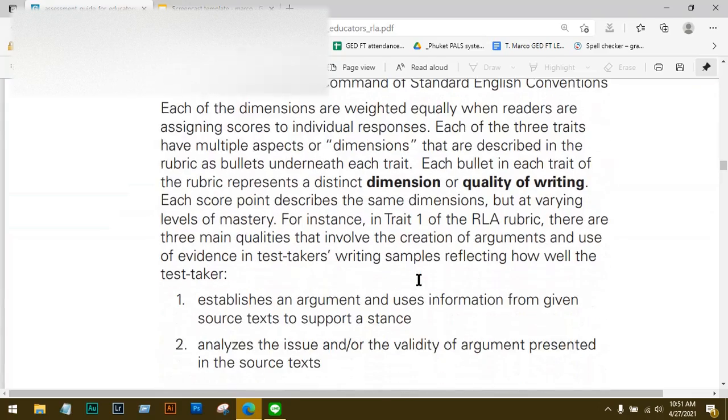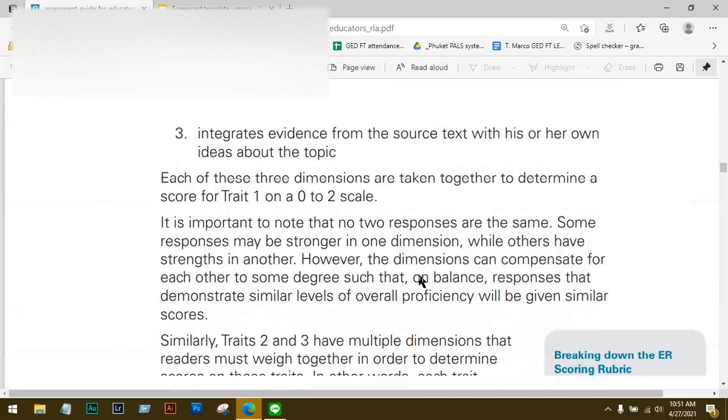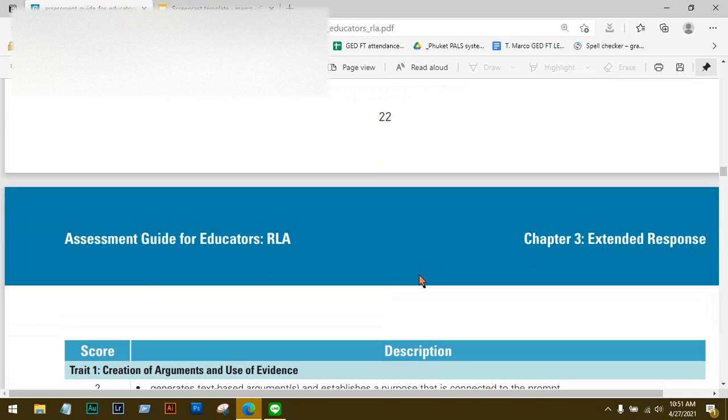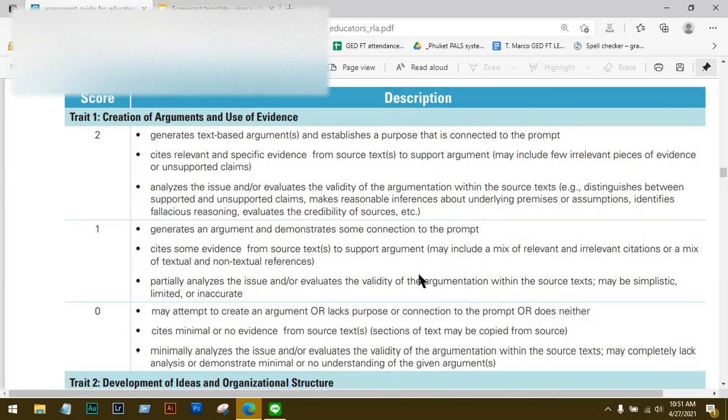Now, let's take a look at some better explanation on how they score it. Okay, so if we go to trait 1, creation of arguments and use of evidence, here's how you will earn 2 points. You must have a response that generates text-based arguments and establishes a purpose that is connected to the prompt. It cites relevant and specific evidence from source text to support argument.